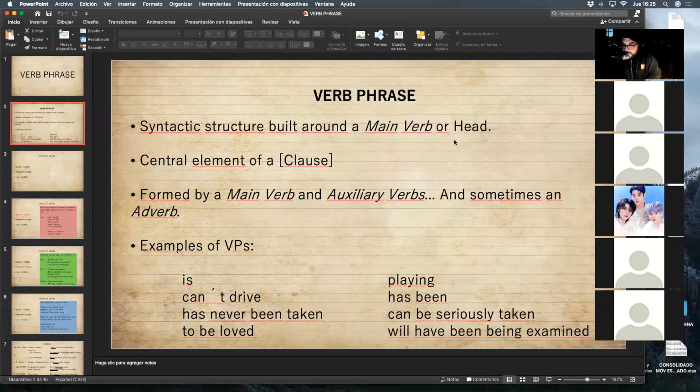So in the last example, will have been being examined, you have the presence of a modal verb, will. You have the presence of the perfective aspect, have been, the verb have plus the ed2. Then you have the presence of a progressive aspect with the verb to be and the verb in ing. And finally, you have the presence of a passive voice with the verb be and the main verb in ed2, right? And that's the longest verb phrase ever.